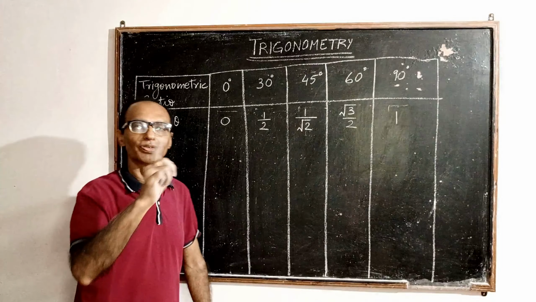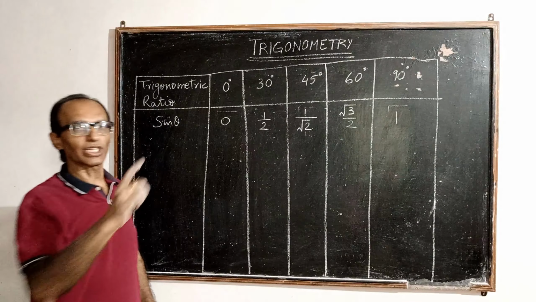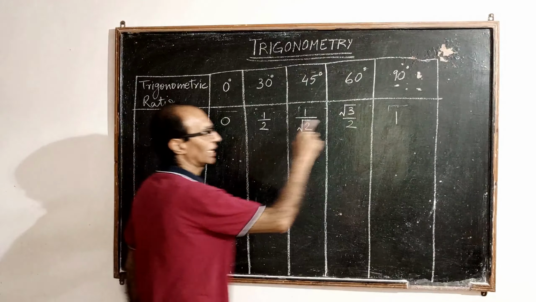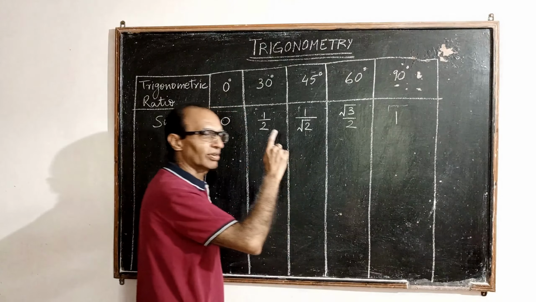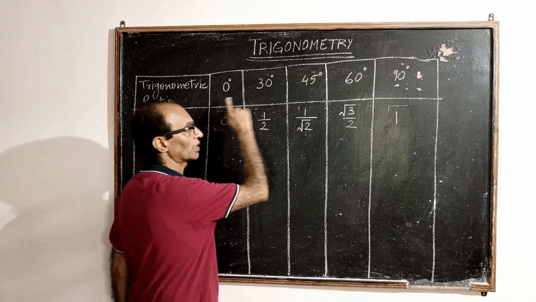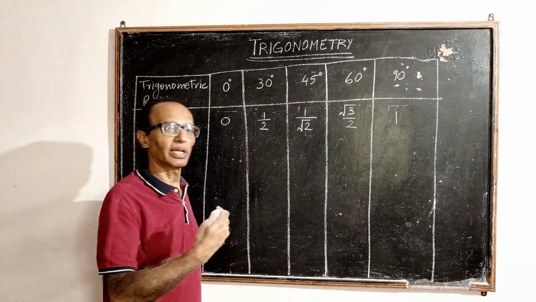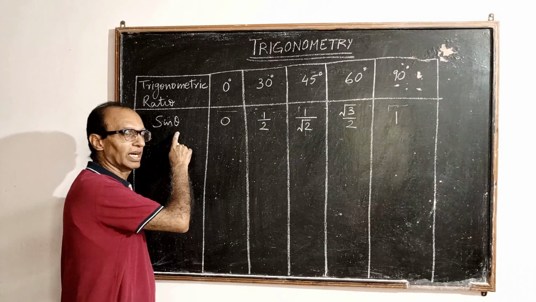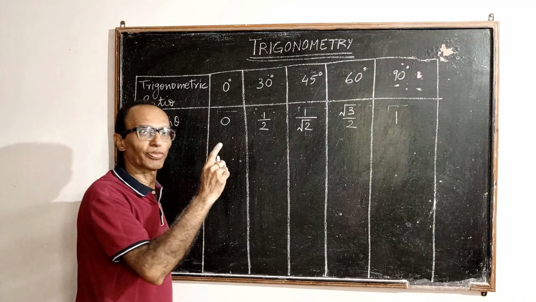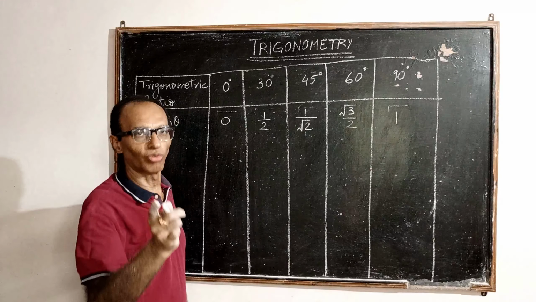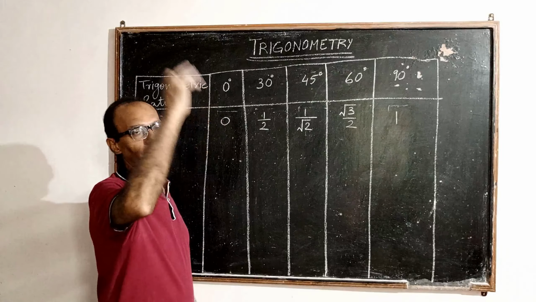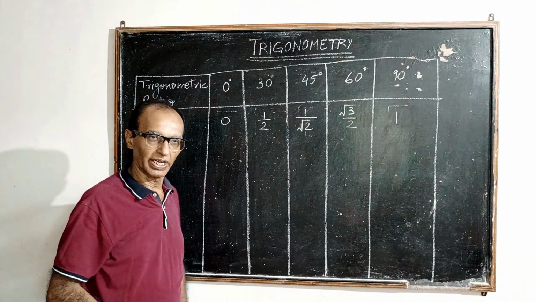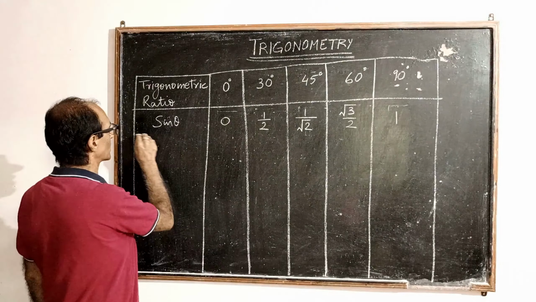Remember that the value of sine theta varies from 0 to 1. 0 is the minimum value and 1 is the maximum value when we are talking about the angles from 0 to 90 degrees. However, in general, we say that the value of sine theta will vary from -1 up to 1. It won't go beyond 1 and it won't go less than -1. So that is sine theta.